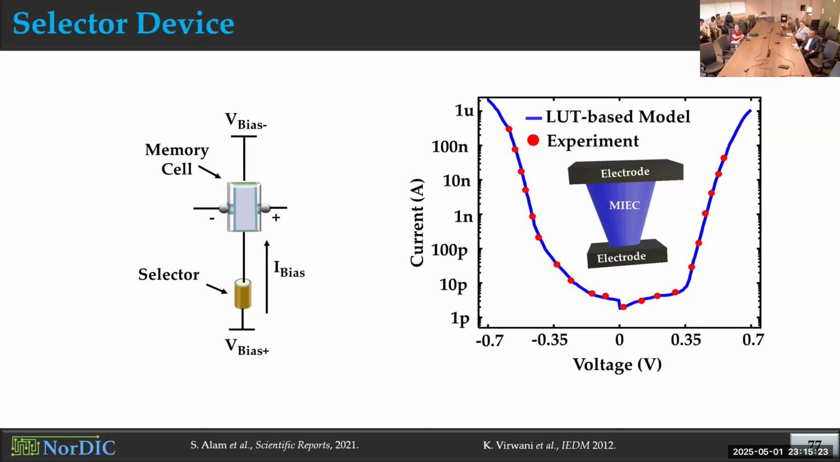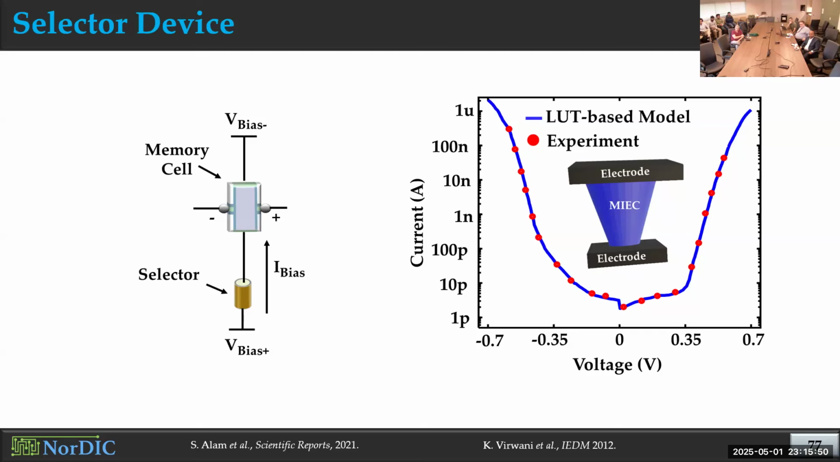And the first reason for using this selector is that, as I explained, for the write operation in this memory element, we need to apply nanoampere level of current. And with the transistor or other selector device, we cannot control that current because that lies in the off state. But here with this selector, you can see that we can get this nanoampere level of current with a controllable amount of voltage, which is in the range of 0.4, 0.5 volt. So that's one of the reasons.